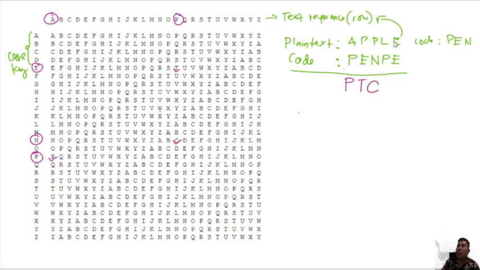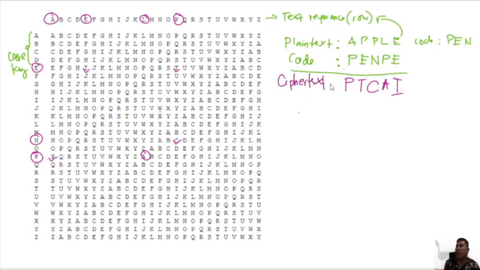And then L and P. So you have L and then P, and the intersection of L and P is actually A. Then the intersection of E and E is actually I. All right, so this is our ciphertext.